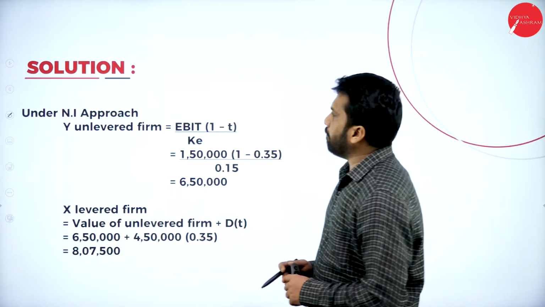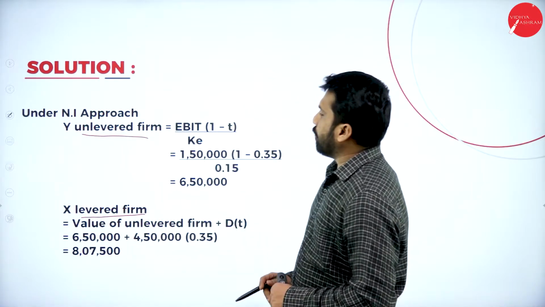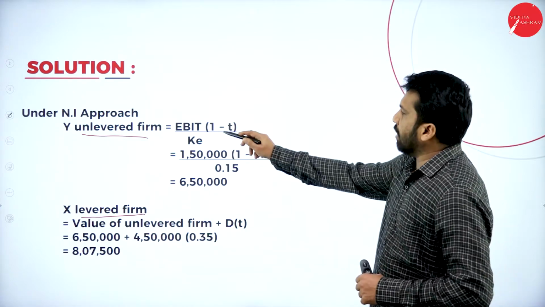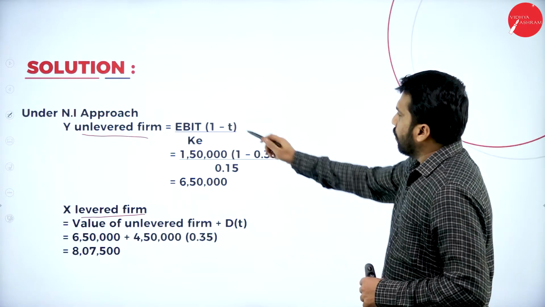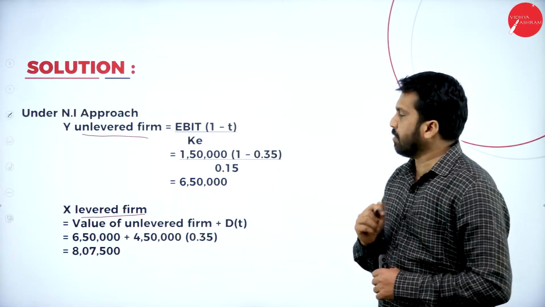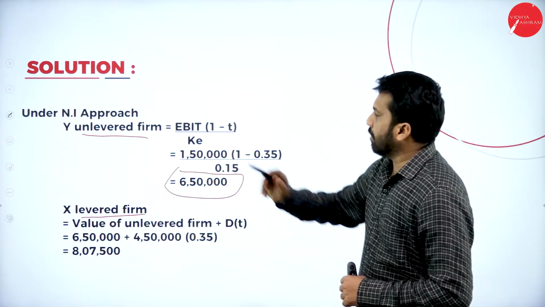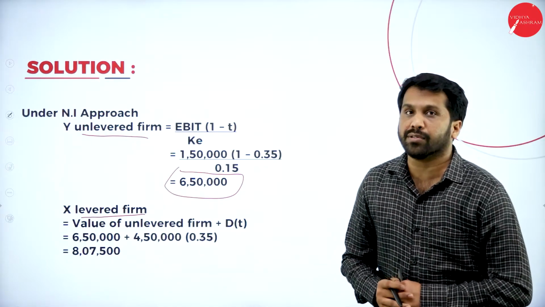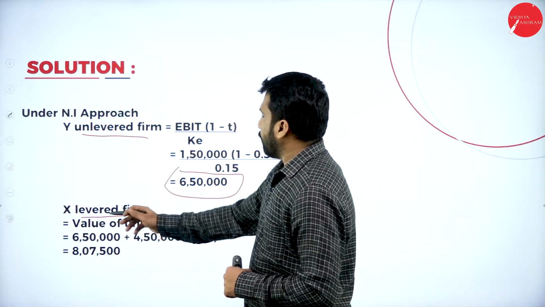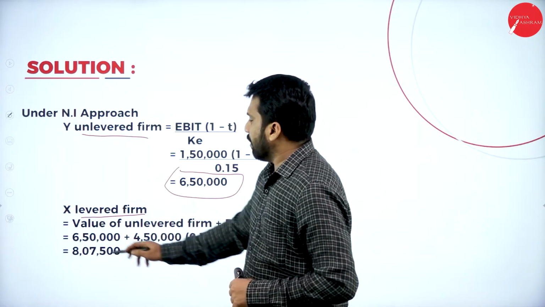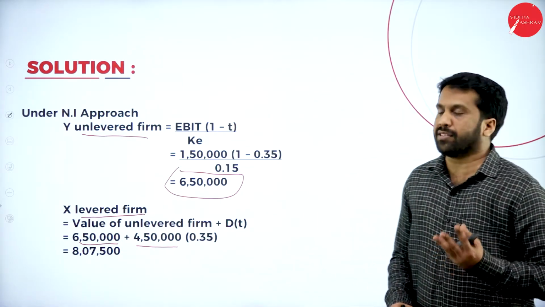Continuation of NI. Y is the unlevered form and X is the levered form. Now, EBIT times (1 minus t) divided by cost of equity. 1,50,000 we have as EBIT. Yes. 1 minus tax is 0.35. After calculating, divided by cost of equity, how much will you get for Y? You will get 6,50,000. Hope you are clear. The same thing if you go for X: the value of the unlevered form is 6,50,000. Along with that, we have 4,50,000 of debenture also.